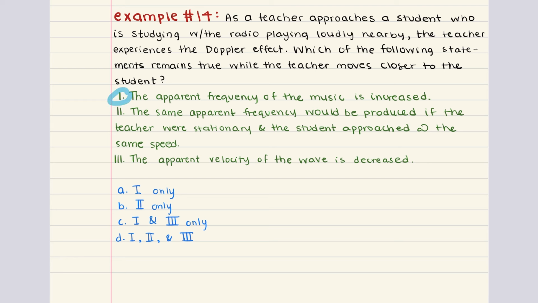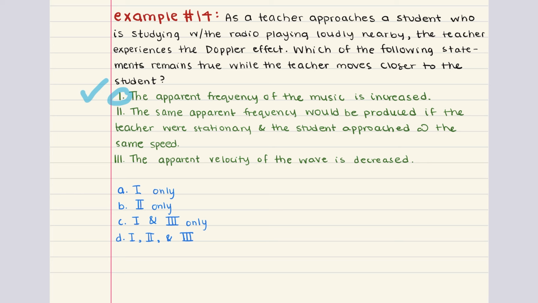Statement 1 says, the apparent frequency of the music is increased. This statement is true. Since the teacher is moving closer to the source of the sound, which is the radio, they're going to perceive a higher frequency due to the Doppler effect. As the teacher approaches the student and the radio, the sound waves reach the teacher more frequently, effectively increasing the apparent frequency of the music. So statement 1 is true.